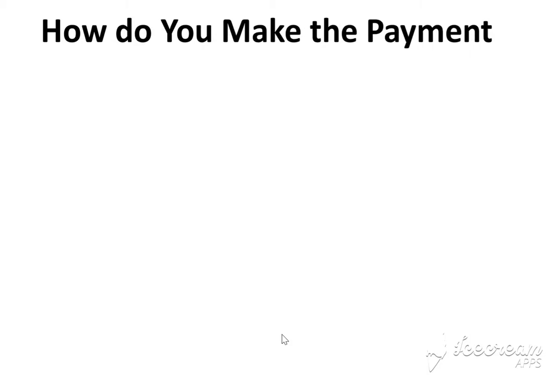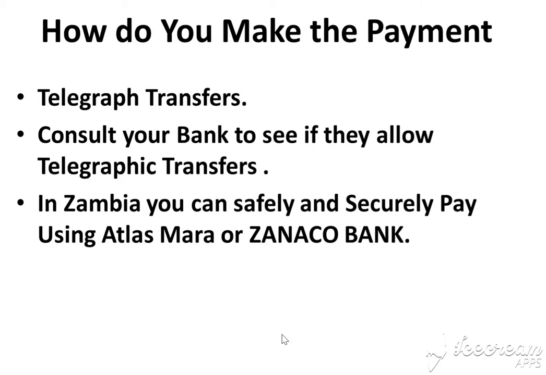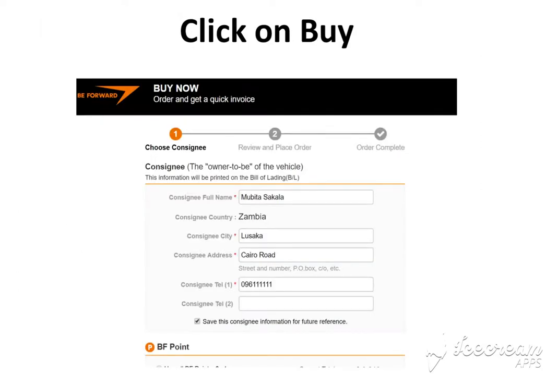So when you press buy now, how do you make the payments? Well, payments are basically made by telegraphic transfers. So you need to consult your bank to see if they allow telegraphic transfers. So in Zambia, you can safely and securely pay using Atlas Mara or Zanaco Bank. These are partners of B-Forward. So when you pay using these two, you'll be assured that the money will definitely reach B-Forward.